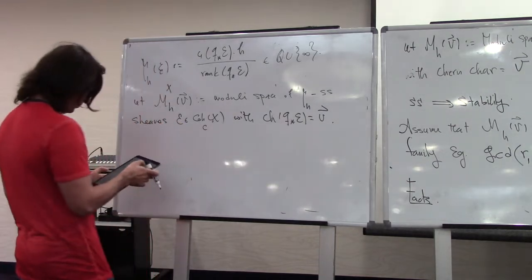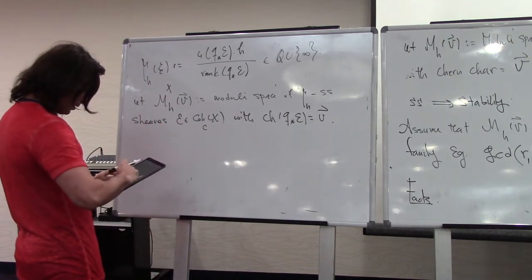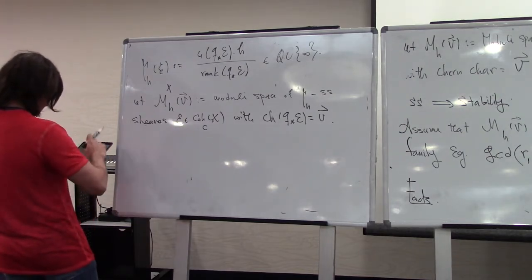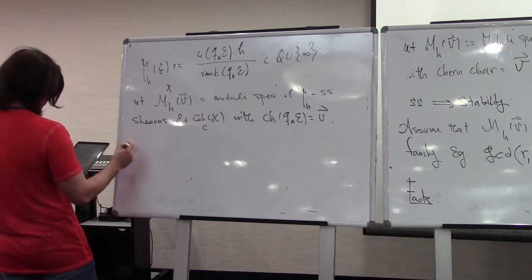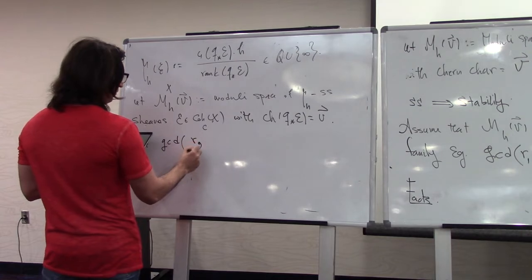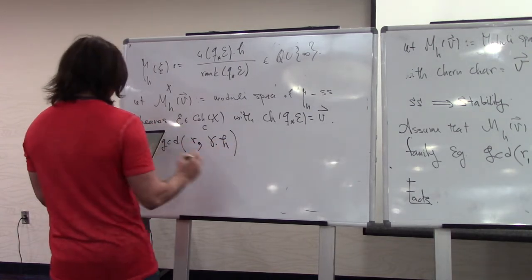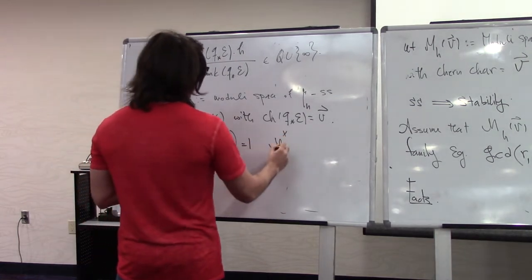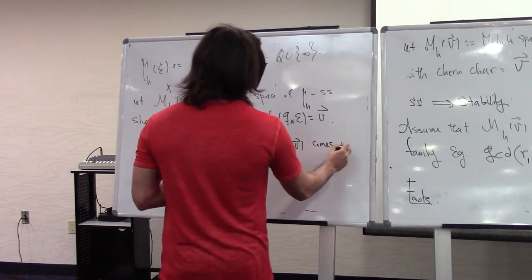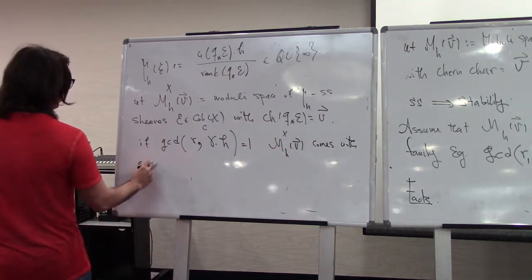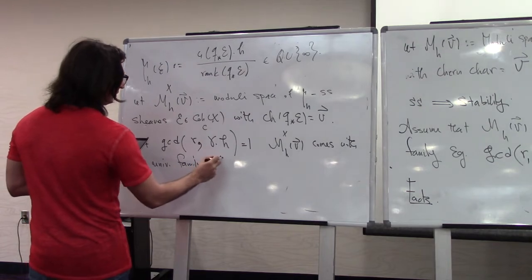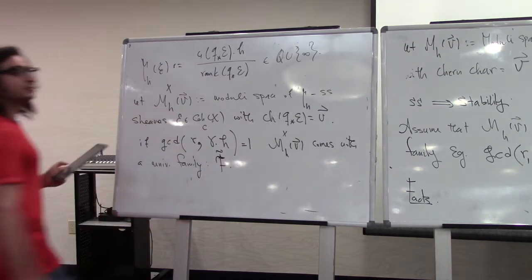Okay, so now, again, here we make an assumption that, again, if the greatest common divisor of r and gamma times H is equal to 1, M_X of H, v comes with the universal family. The universal family. Let's call that family, again, F tilde.